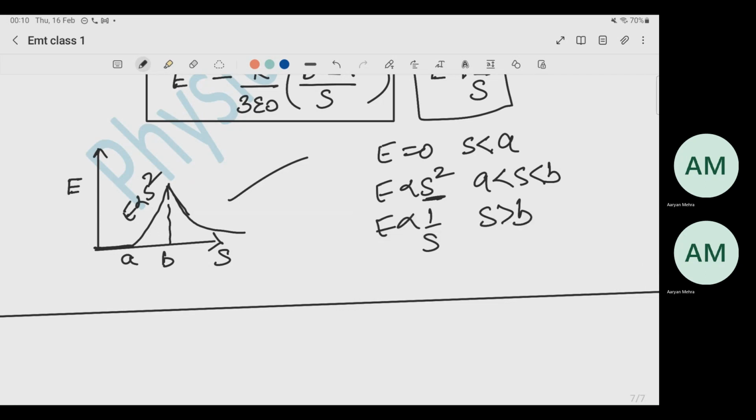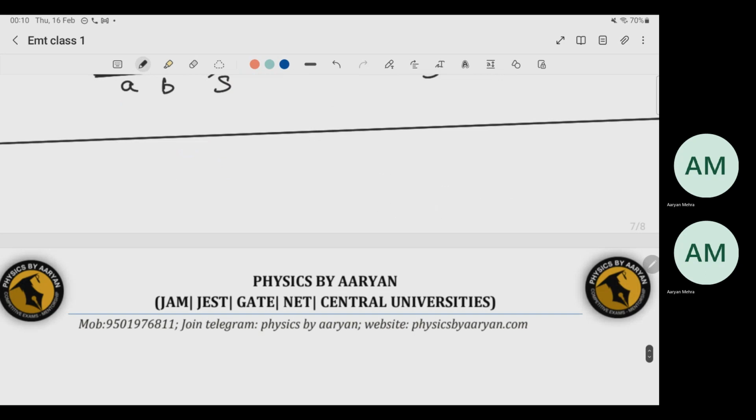Very important two problems that you should know how to solve, and your answer should match with the answers which are given here. Other than this, you should solve all the problems of Griffiths for Gauss's law.